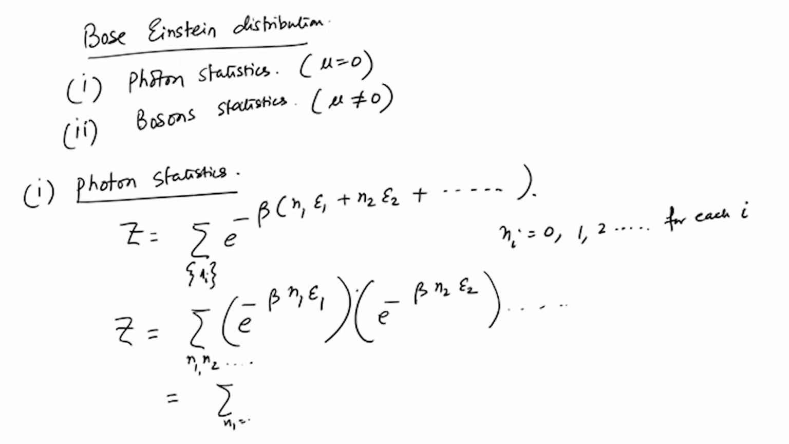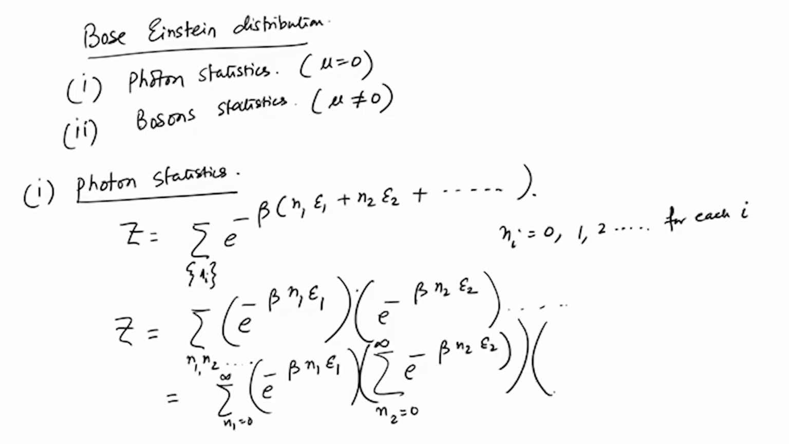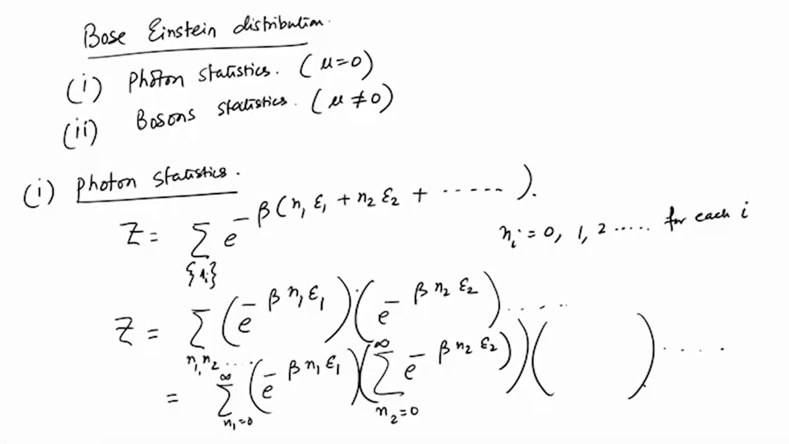I can write down this as n1 equal to 0 to infinity exponential minus beta n1 epsilon 1. Then I open another one, this is n2 equal to 0 to infinity exponential minus beta n2 epsilon 2, and all these brackets will simply be continued, and you have the product of the brackets, and if you can find out the product, then that is what you need. Okay. So, each term, if you see, is a GP series. Each of the brackets that you see here is a GP series with the first term as 1, and the common ratio between the two is exponential minus beta epsilon I. Okay. Because between two successive terms, there is exponential minus beta epsilon I.